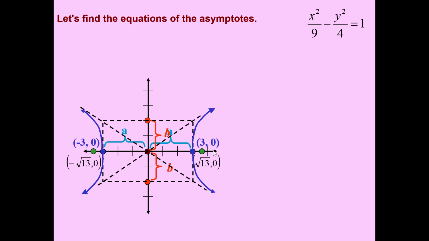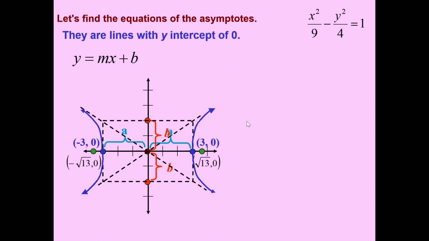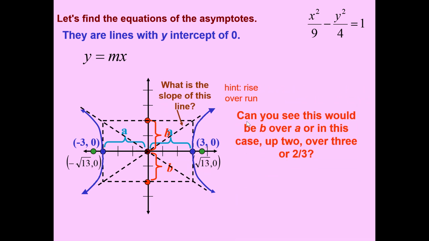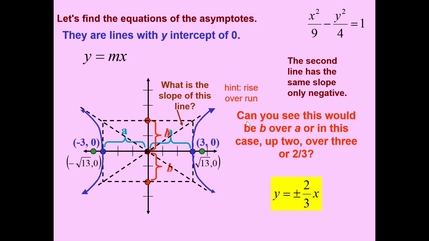Let's find the equations of the asymptotes. So remember, the slope is the change in y divided by the change in x. So we have here 2 units divided by 3 units. In the form of y equal to mx plus b, b is 0 since it goes through the origin. So y is equal to mx. What is the slope? Rise over run, we have 2/3. The second line has the same slope, only negative. The equations of the asymptotes will be y equals plus or minus 2/3 x.